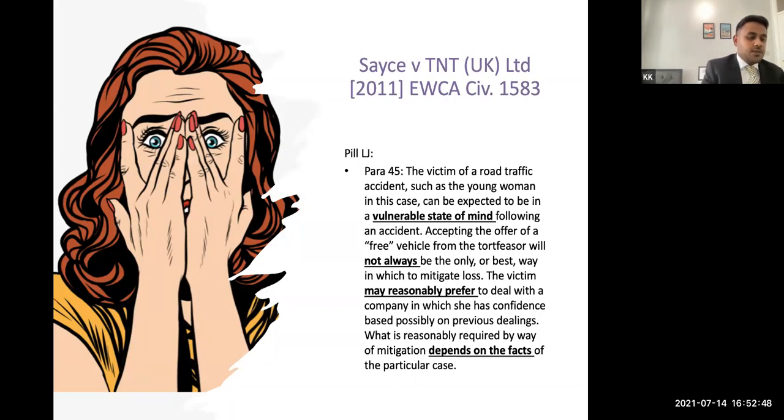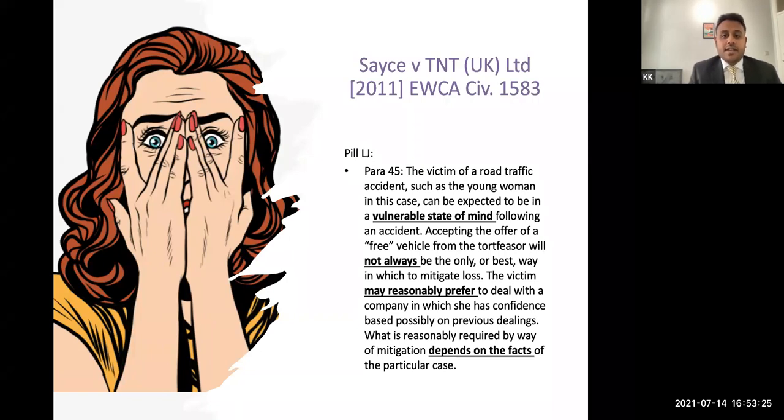And the first one is from Lord Justice Pill, paragraph 45 of the judgment. He highlighted a number of different factors that one really should take into account, or at least when contextualizing the scenario that a claimant finds him or herself in, that this really ought to be considered. And at paragraph 45, the court said that the victim of a road traffic accident, such as the young woman in this case, can be expected to be in a vulnerable state of mind following an accident.